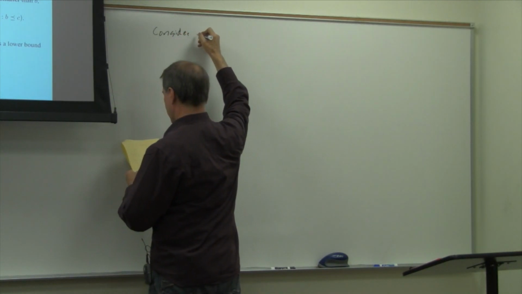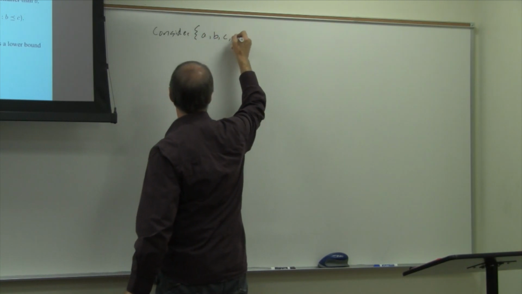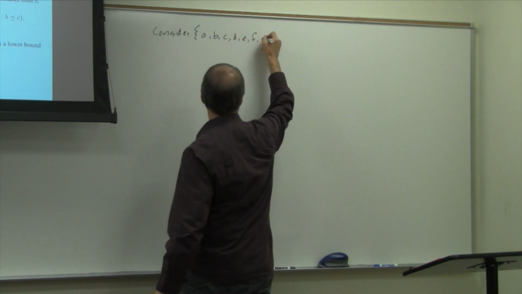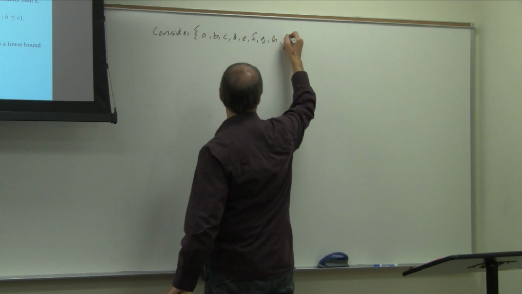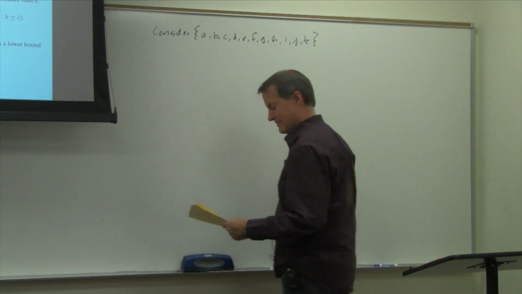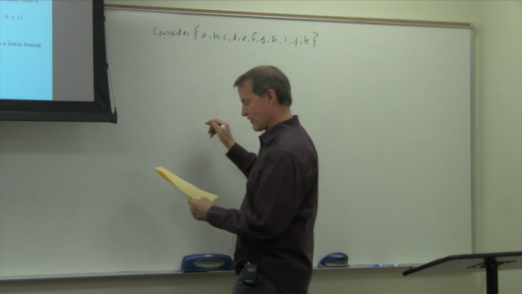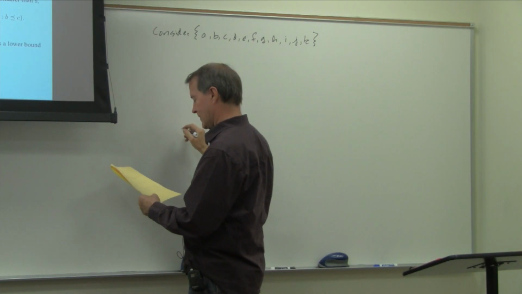Consider A, B, C, D, E, F, G, H, I, J, K. We got that. All right. And here's what the Hasse diagram is going to look like. I'm just going to give this to you.